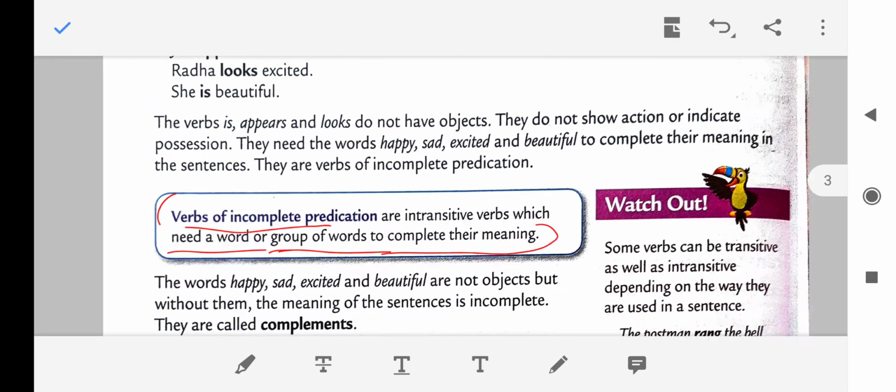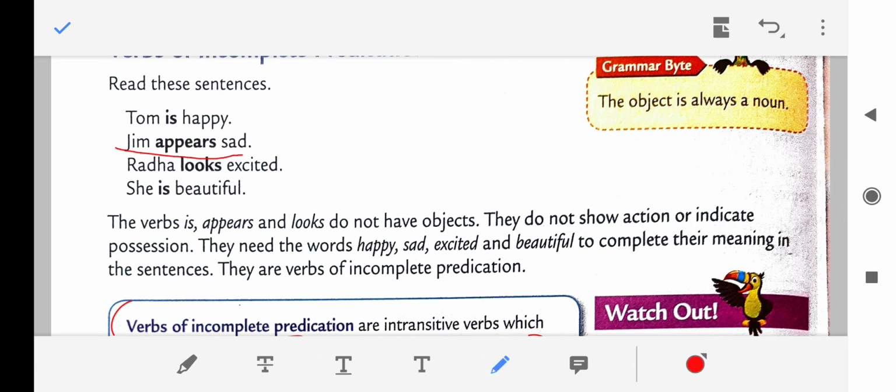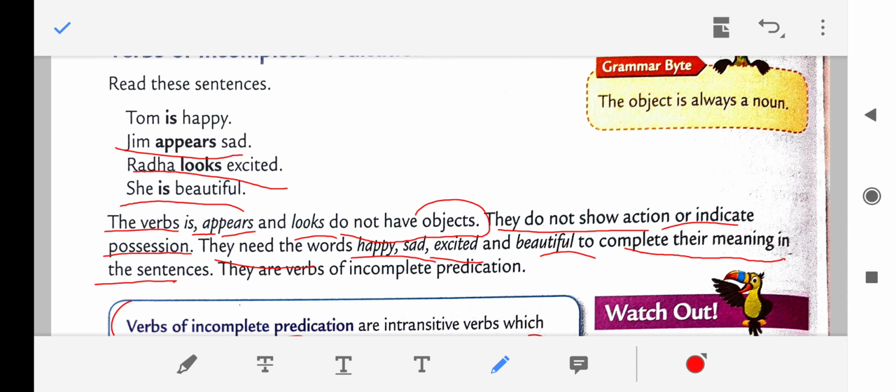Okay, now read these sentences. Tom is happy. Jim appears sad. Radha looks excited. She is beautiful. The verbs is, appears, looks do not have an object. They do not show action or indicate possession. They need the words happy, sad, excited, beautiful to complete their meaning in the sentences. They are verbs of incomplete predication.